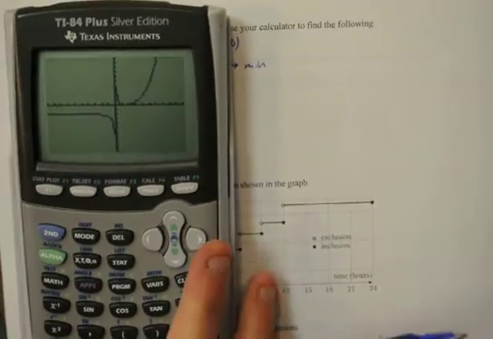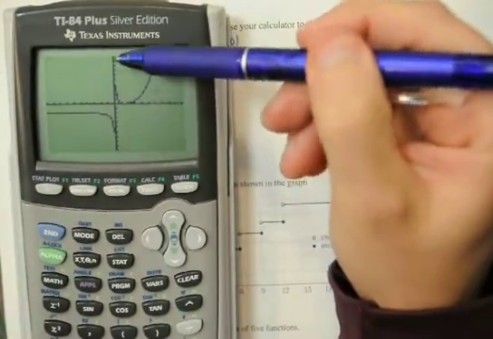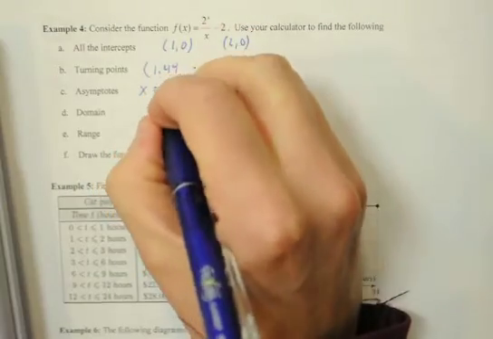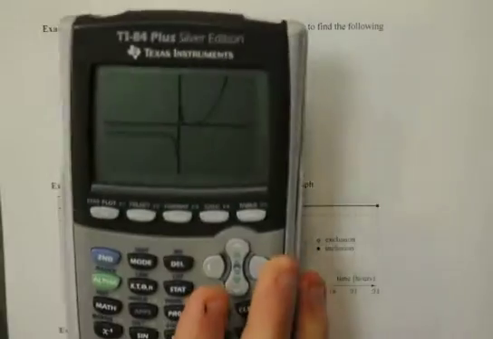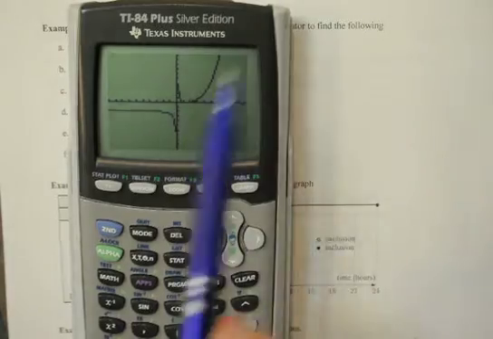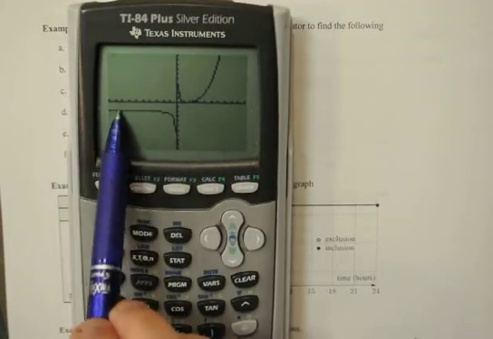Any asymptotes? So there's definitely an asymptote in the vertical fashion here. So that is the asymptote x equals 0. Vertical lines are always x. Remember that from the last lesson we did. Looks like there's a horizontal asymptote right here.